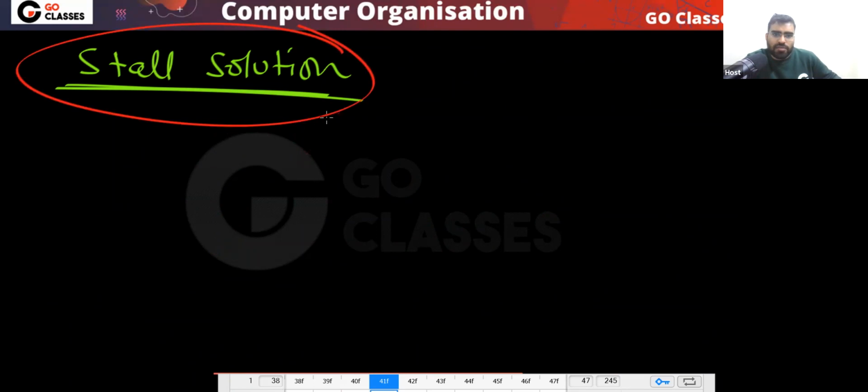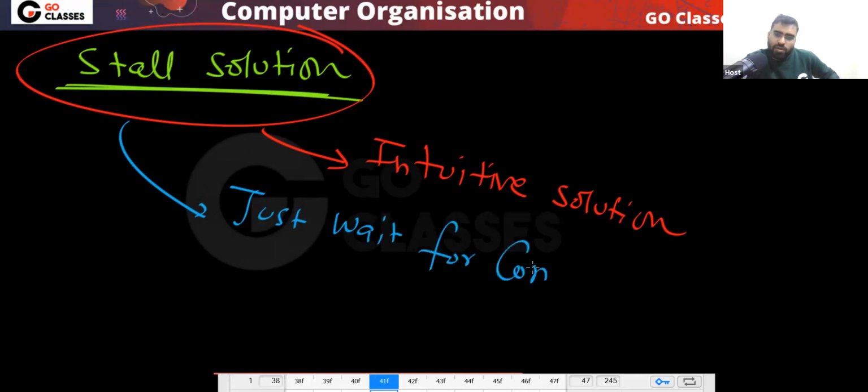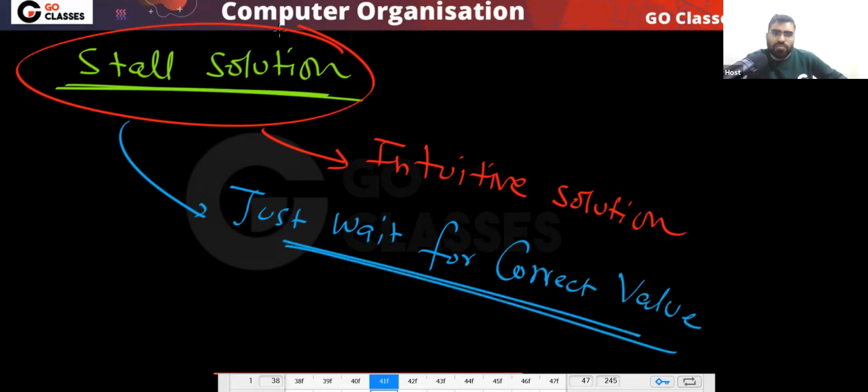Stall solution, very simple. This is a very intuitive solution. What does this solution say? It says just wait for the correct value. Wait for the correct value, but don't read the wrong value. Always read the correct value. Understood? Always read the correct value.